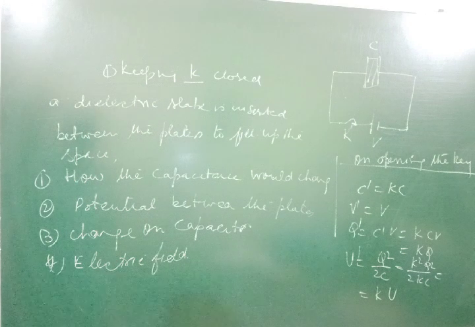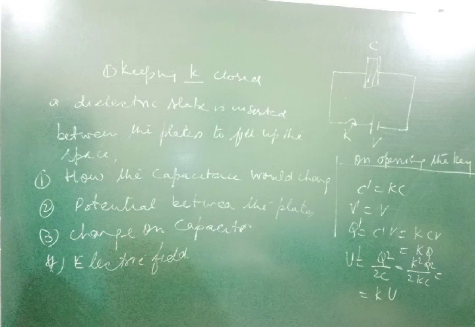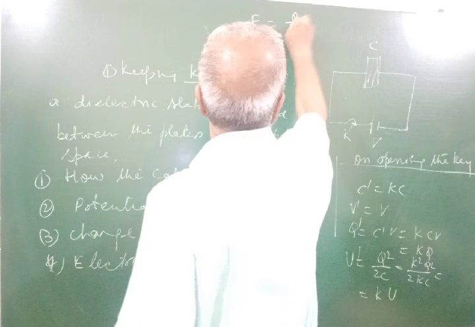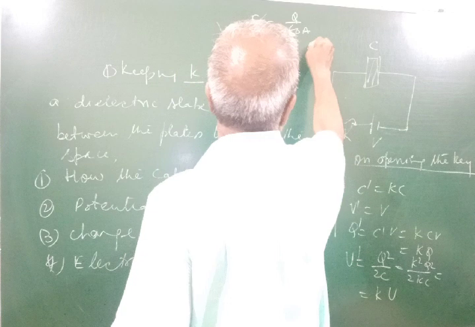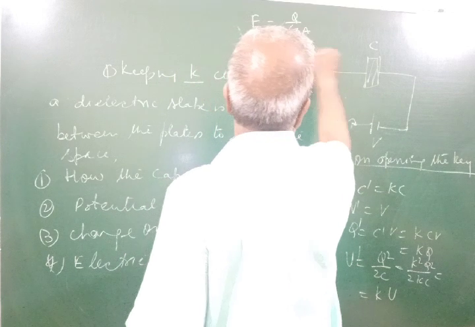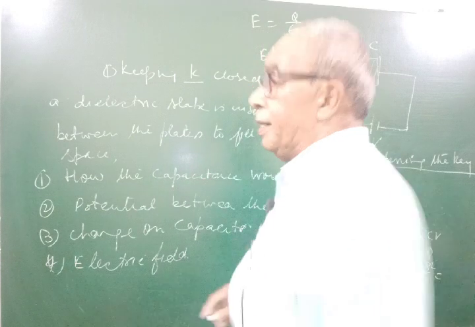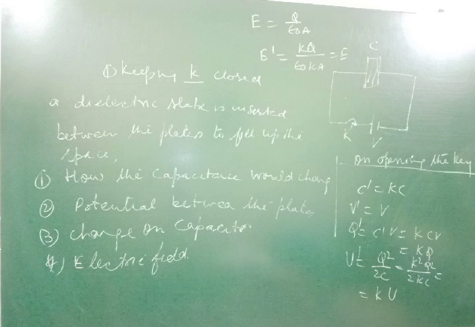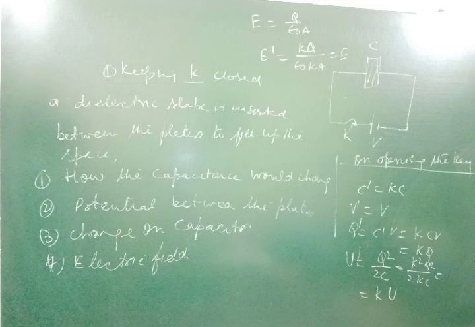Potential energy will increase, and the charge on the capacitor increases. Electric field between the plates: E equals Q upon epsilon 0 A, but E dash will be KQ upon epsilon 0 KA, which is equal to E. The electric field will not change. Dear students, this is a very good question. Please take care of this.